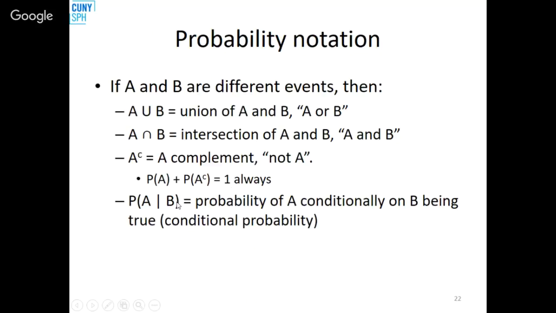And this is an important one. The probability of A conditional on B is the probability of A happening conditional on B being true, or B having happened. Everything I've been talking about so far has been conditional probability, like the probability of having the disease conditional on having received a positive test, or the probability of a positive test conditional on having the disease. I just wasn't using the word conditional, but those are conditional probabilities.